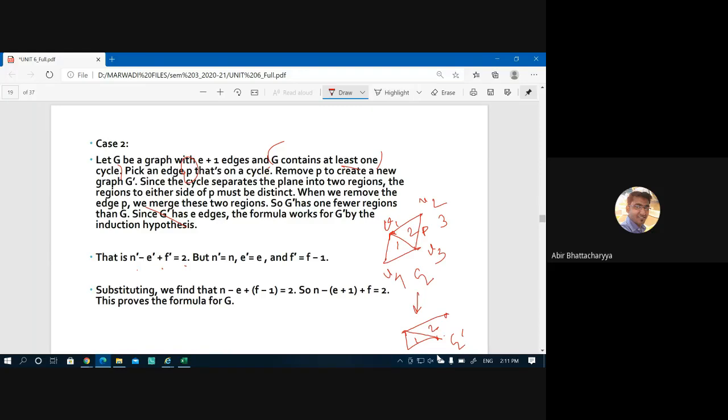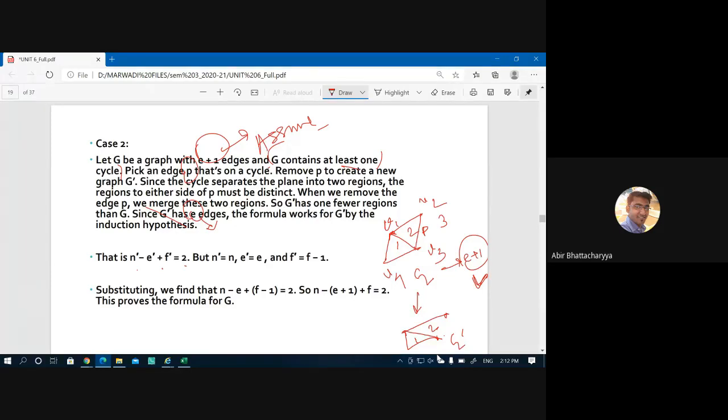Yes, why I'm saying it holds true is because I suppose that G has e plus 1 number of edges. Okay, that is what I assumed. Initially, I assumed that it has e plus 1 number of edges. So whenever I remove one edge, it becomes that G' has e number of edges.